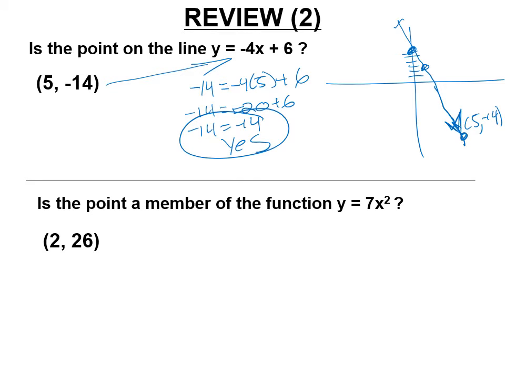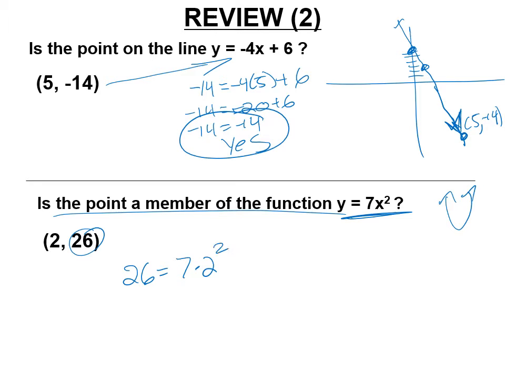All right, this is the same question. Is the point on the line? Is the point a member of the function? Why don't I say it's on a line? Because that's not going to be a line. That's going to be a parabola, right? But we're going to see, same thing. The y is 26, 7 times 2 squared. Exponents first, which is 4. 7 times 4 is 28. That's not true. No! So that means this point, (2, 26), is close. It's close to the parabola, but it's not on it. Can't be. And I know it's close because these numbers are close.